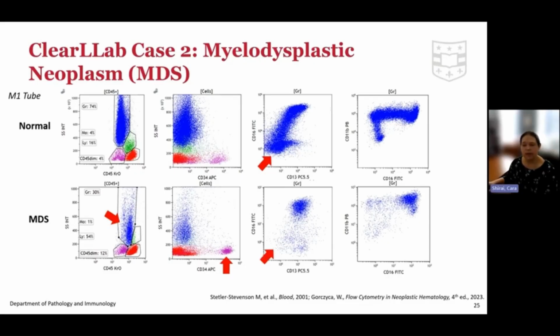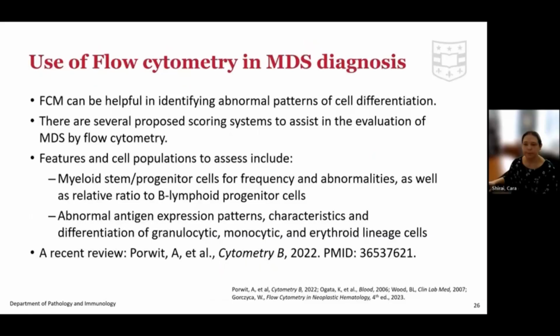A similar finding is seen when CD16 is displayed on the x-axis and CD11b is on the y-axis. In a normal bone marrow shown in the top graph, a sideways L shape is formed by maturing granulocytes. The spectrum of normal maturation is lacking in our patient's bone marrow sample. While flow cytometry findings are not diagnostic of MDS, they can be contributory by identifying abnormal patterns in cell differentiation.